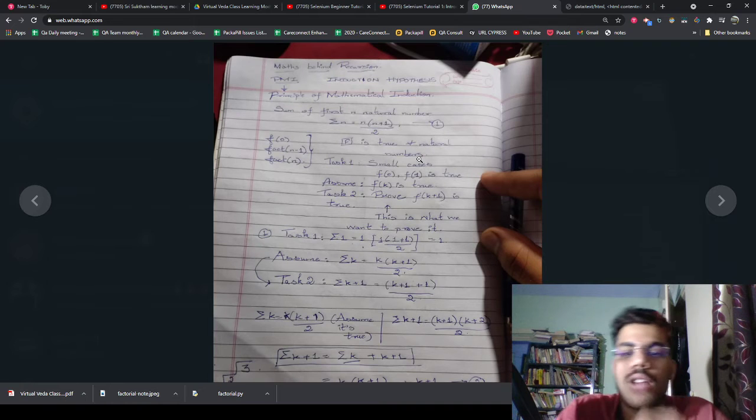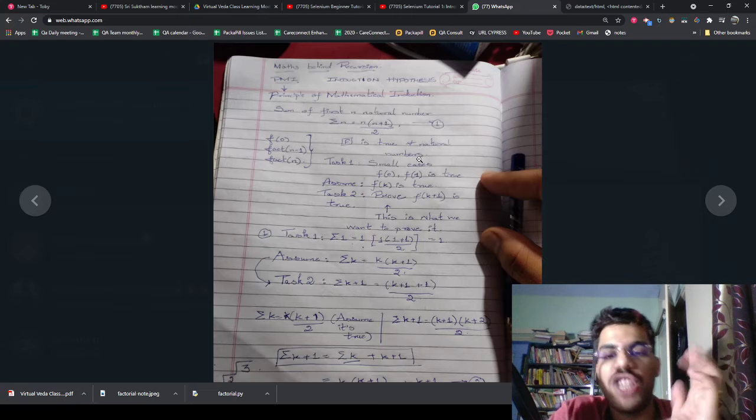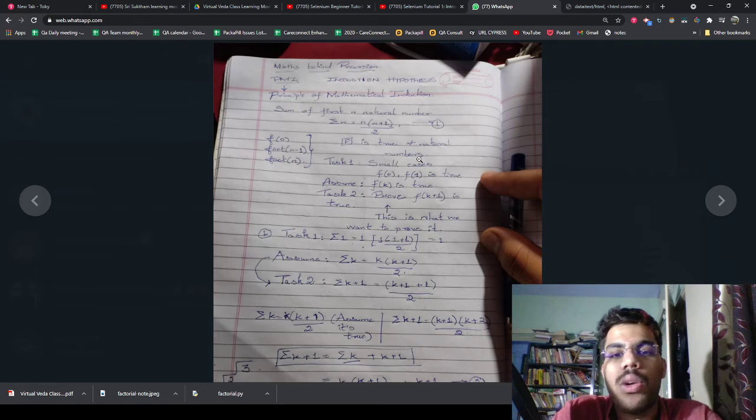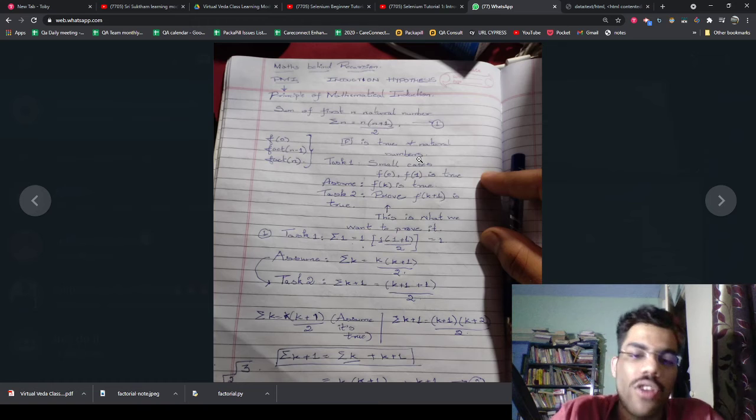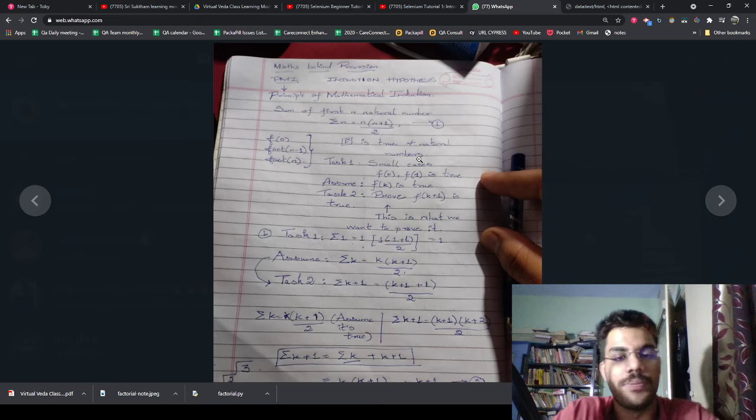Let's take task 1, small cases like f of 0 or f of 1 is true. So we are going to apply n equal to 1 in that first number. So 1 into 1 plus 1 divided by 2, that is 2 by 2 equal to 1. We got the left hand side as summation of 1, right hand side is 1. So the first case is true. Let's assume, just assume summation of k equal to k into k plus 1 divided by 2. This is what we are assuming.